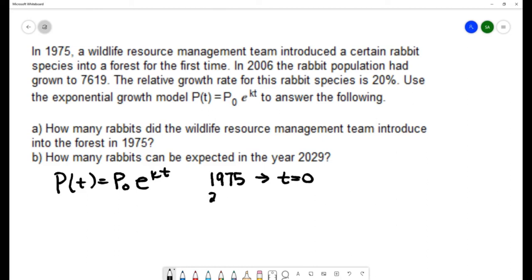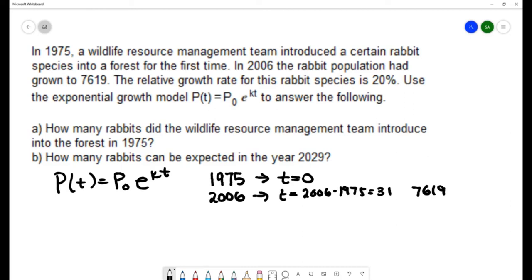Then in 2006, we have a recorded population, so how many years after? That would be 2006 minus 1975. That's 31 years later. It was recorded that that rabbit population had grown to 7,619.